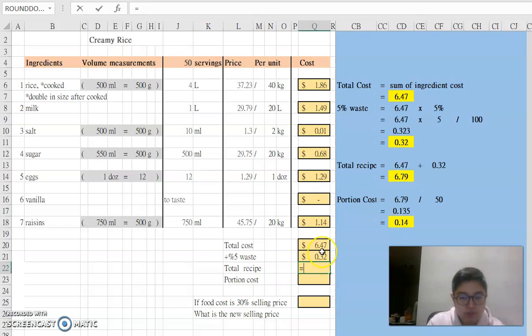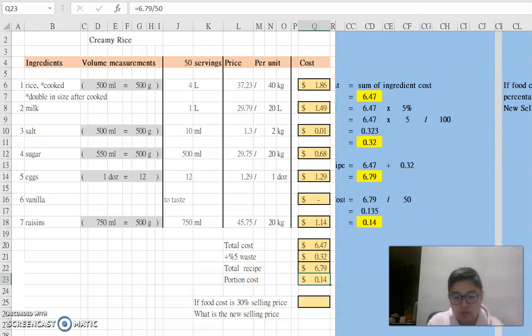I type in here 6.47 plus 0.32. This is the total recipe cost, 6.79. And the portion cost is the total recipe divided by the servings. 50 servings here for this scenario. So the answer is 0.135, and 2 decimal places is 0.14. I type in here 6.79 divided by 50. It is 0.14.